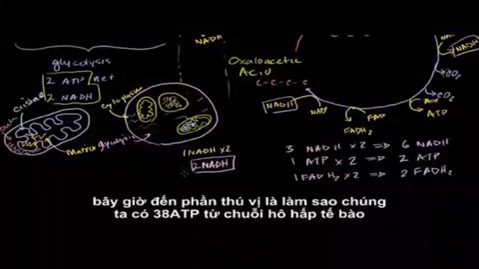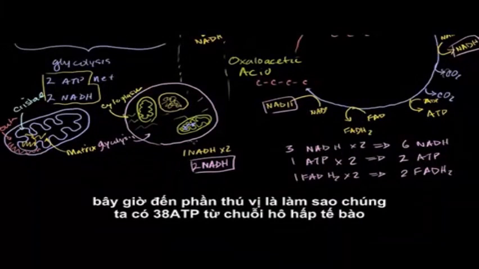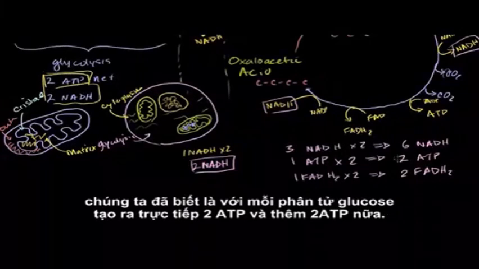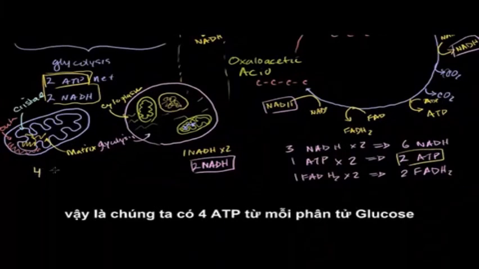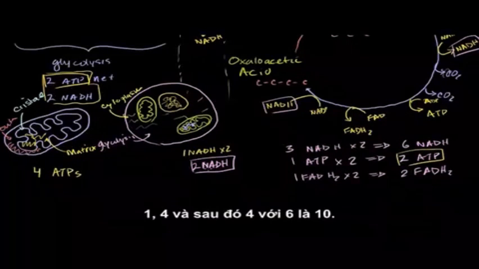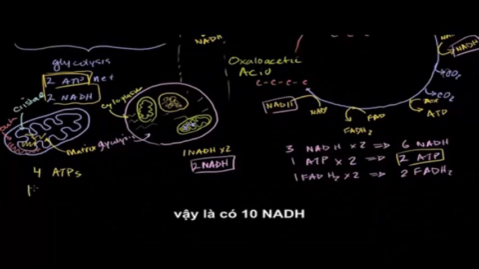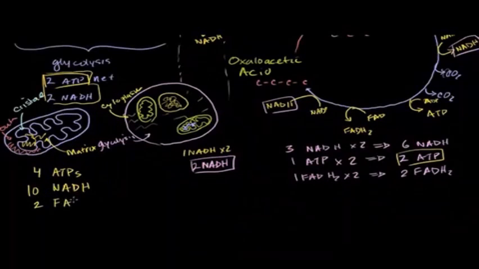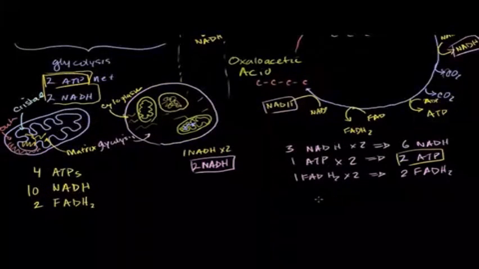Now, the interesting thing is we can now count whether we get to the 38 ATPs promised by cellular respiration. We've directly already produced for every molecule of glucose 2 ATPs and then 2 more ATPs. So we have 4 ATPs. How many NADHs do we have? 2, 4, and then 4 plus 6 is 10. We have 10 NADHs. And then we have 2 FADH2s. I think in the first video on cellular respiration I said FADH. It should be FADH2 just to be particular about things.